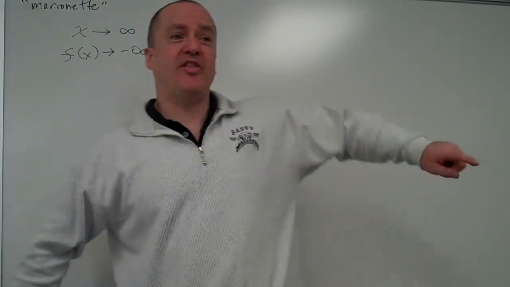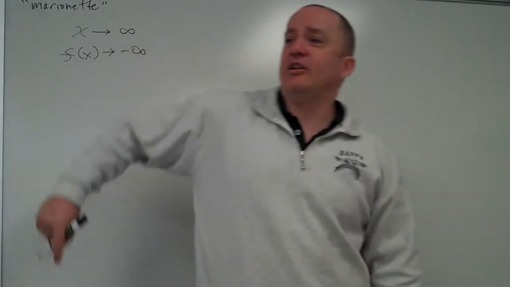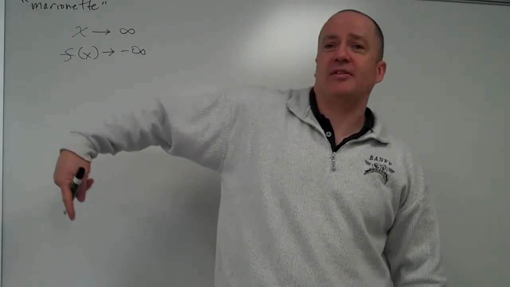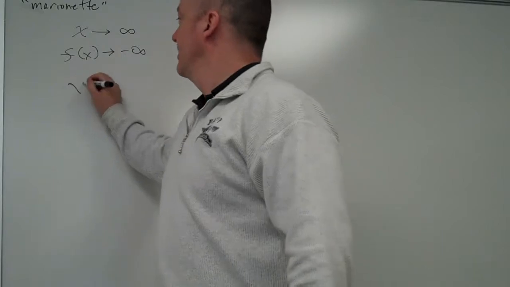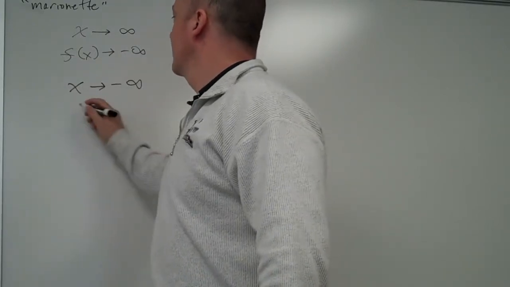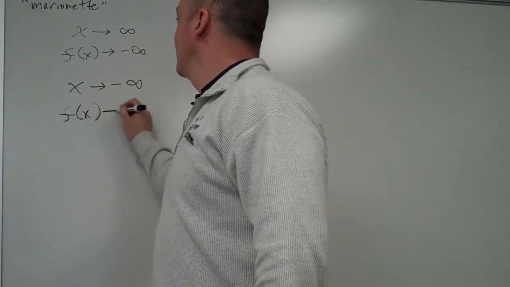Now this only describes this half of a marionette. How do you think I described this half in math? As x goes to negative infinity, f of x goes to negative infinity.